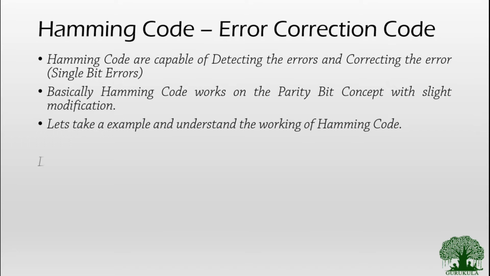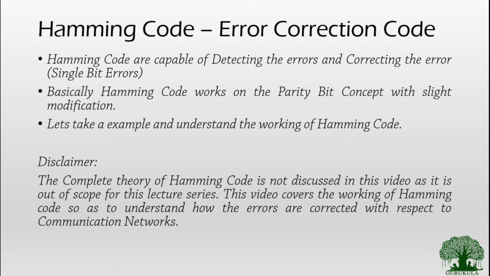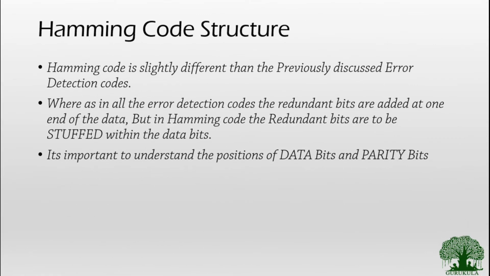But before getting into it, I wanted to put a disclaimer at this point that the complete theory of Hamming code is not going to be discussed in this video, as it is out of scope for this lecture series. This video will only cover the working of a Hamming code, so as to understand how exactly the errors are corrected with respect to communication networks. We are going to see only the thin difference between the error correction codes and the error detection codes, and the complete Hamming code is not going to be detailed intensively in this video. With this disclaimer, let us jump into the topic.